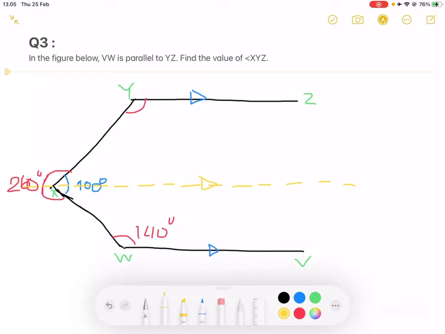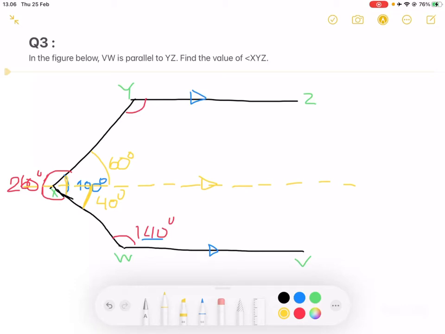So the first thing is this bit and this angle right here. I'm just going to mark this as yellow. These two angles are interior angles, and therefore both of them must sum up to 180 degrees, and that means this part must be equal to 40 degrees. And since the whole thing at X must be equal to 100 degrees, and this little bit is 40 degrees, the other bit must be 60 degrees.